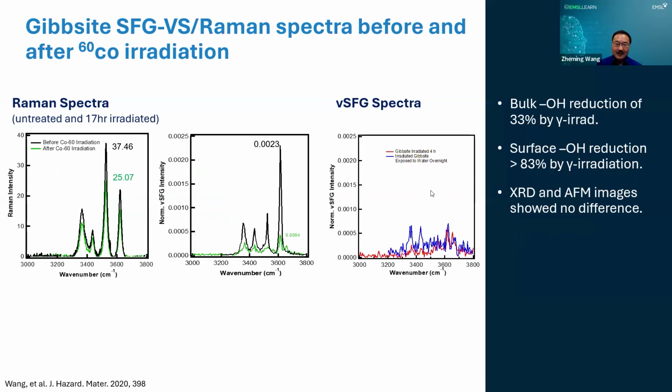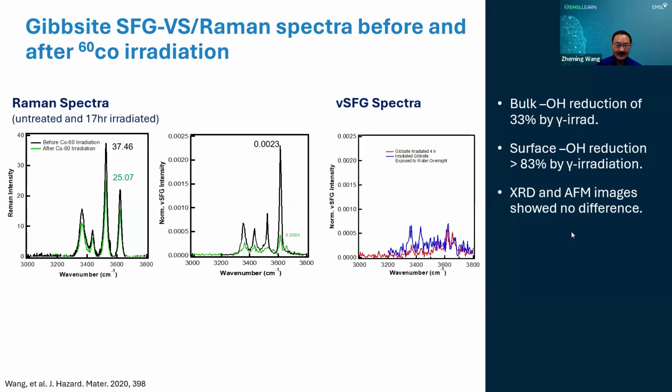However, once we look at vibrational sum frequency generation, we see big changes here. On the very left panel, I show the Raman spectra of gibbsite before and after gamma irradiation. We can see there is a small amount of reduction of peak intensity at 4 bands that correspond to the OH stretch frequency. It's about a 30 or 40% reduction there. However, once we subject the gibbsite to gamma irradiation, we can see that the intensity dropped significantly. It's basically only 85, 90% of OH groups are left over there.